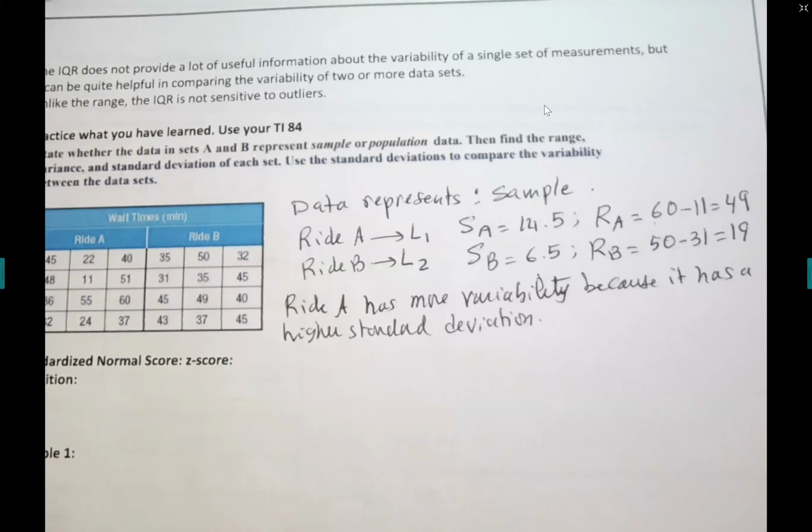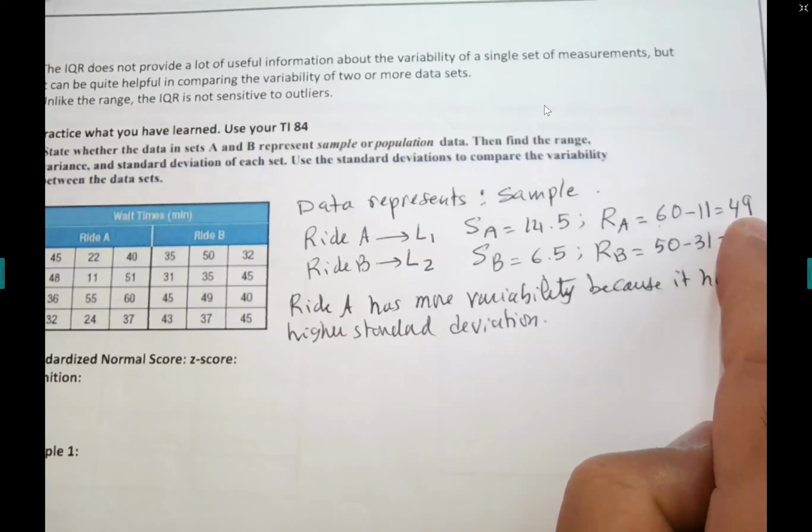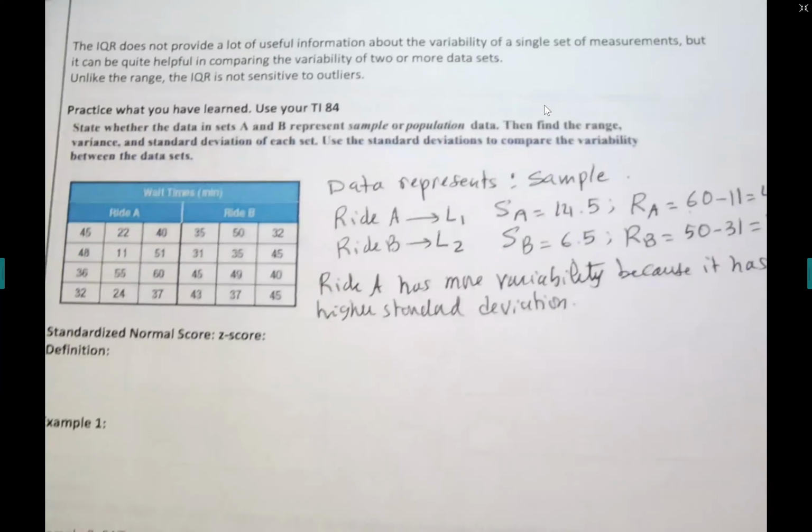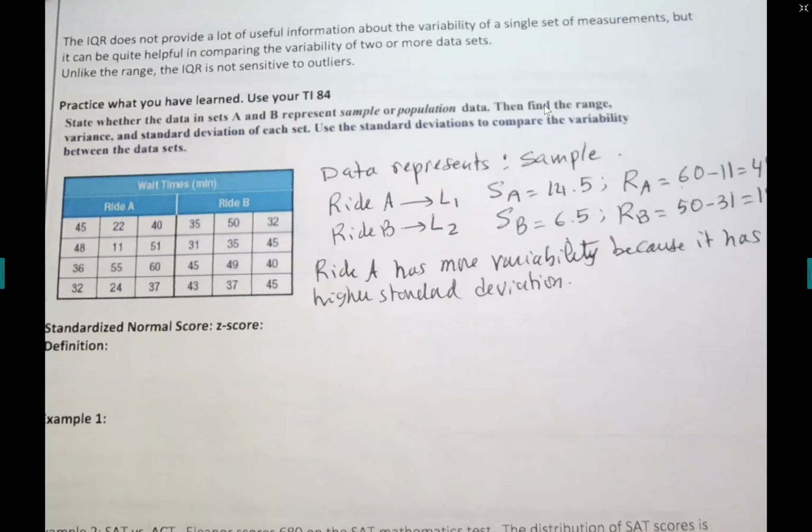You also notice, guys, the range in A is 49 and the range in B is 19. That's another thing that tells you that ride B is more consistent than ride A. So I thought to just do this exercise and just a chance to go over the use of the calculator in this one. Okay, the last part, which is the part that's gonna be with you for the entire remaining 6 weeks of the semester, the Z-score.